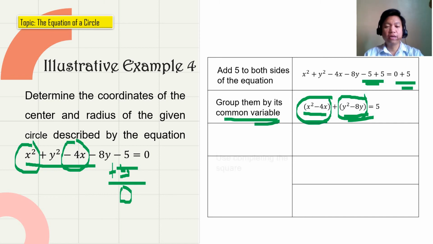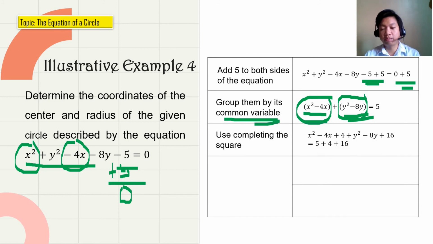Next, kapag na-group na natin siya by its common variable, you're going to use the completing the square method, no, para ma-expand natin ito. Sir, paano ba yung completing the square method? Balikan natin yung process niya in grade 8, grade 9. Meron kayong process niyan. Ang gagawin nyo lang is, kukumpletuhin natin ito. Ito kasi ay incomplete.